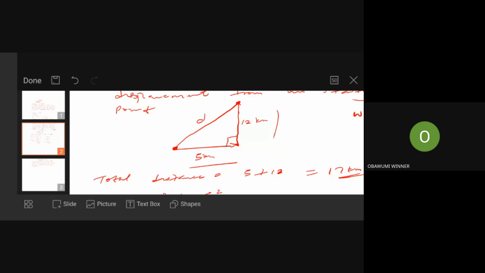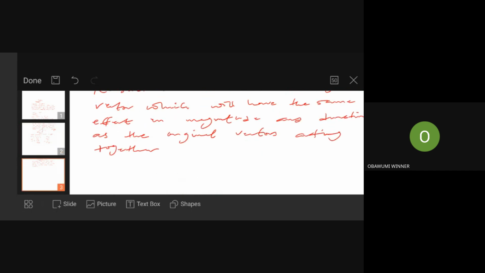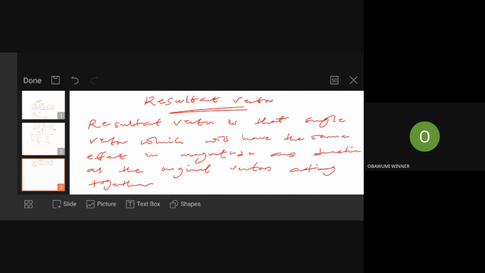All right. So in this case, I have vectors acting, one acting due east, the other acting due north, and then we are asked to find the displacement. That displacement is actually called resultant. Why? Because it's called resultant vector, because it has the same effect in both magnitude and direction as the original vectors that are acting together. So this is how we define a resultant vector.